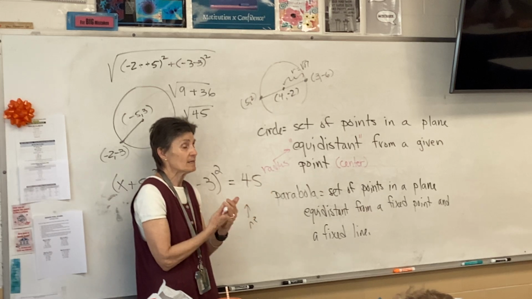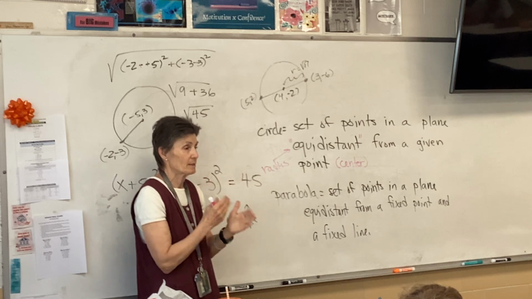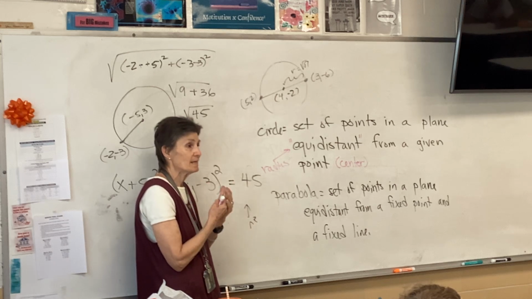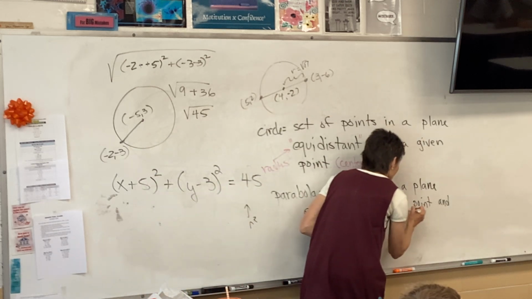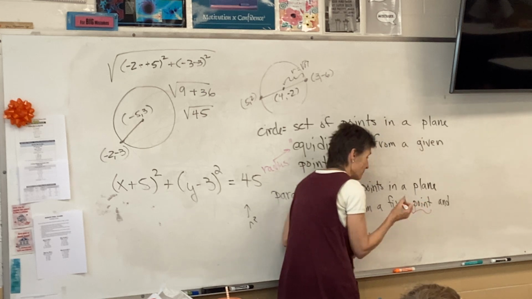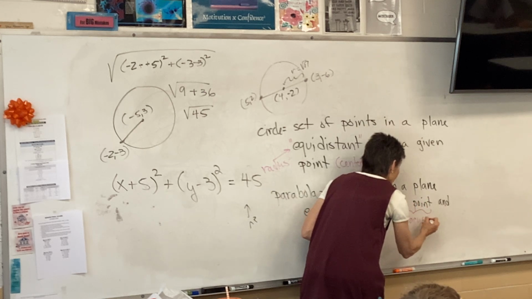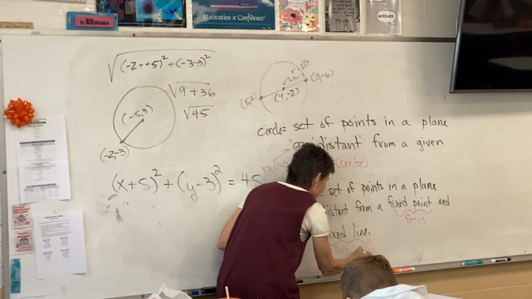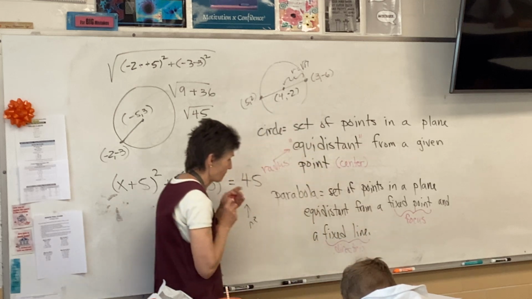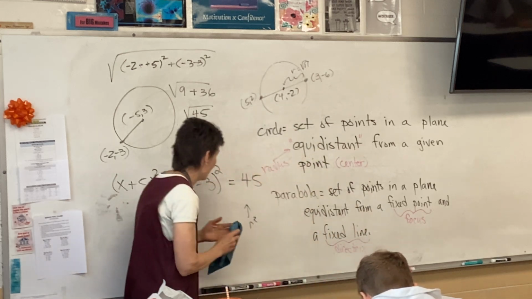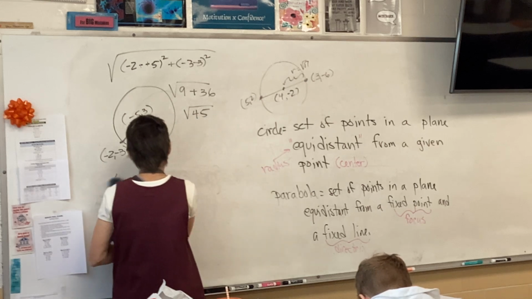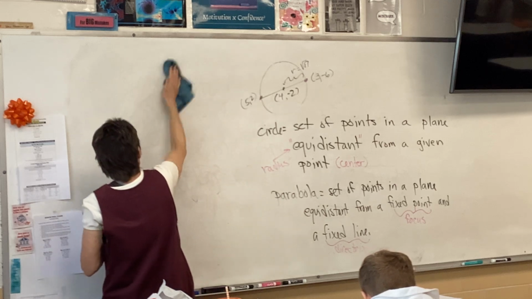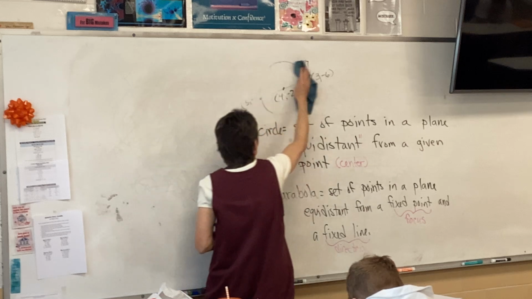They're all going to involve set of points in a plane and then some kind of distance. For a circle, we are equidistant from a point, period. That point's the center. In a parabola, we are equidistant from a point and a line. The point, this is probably a new vocabulary word for you, is called the focus, and the line is called the directrix. So we are the set of points in a plane equidistant from a focus and a directrix, a fixed point and a fixed line.